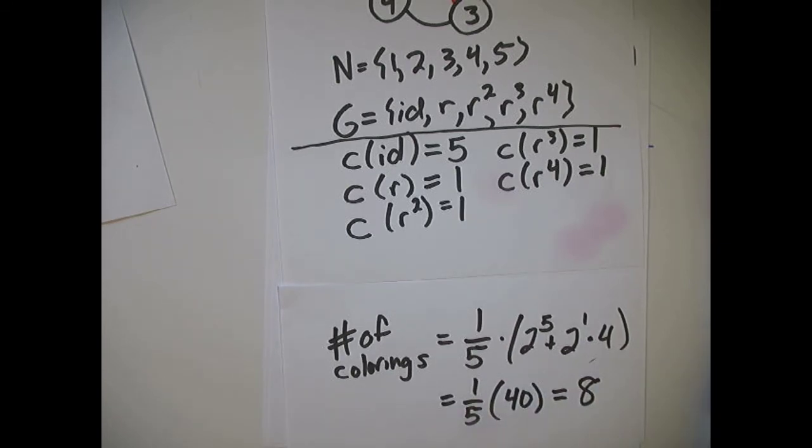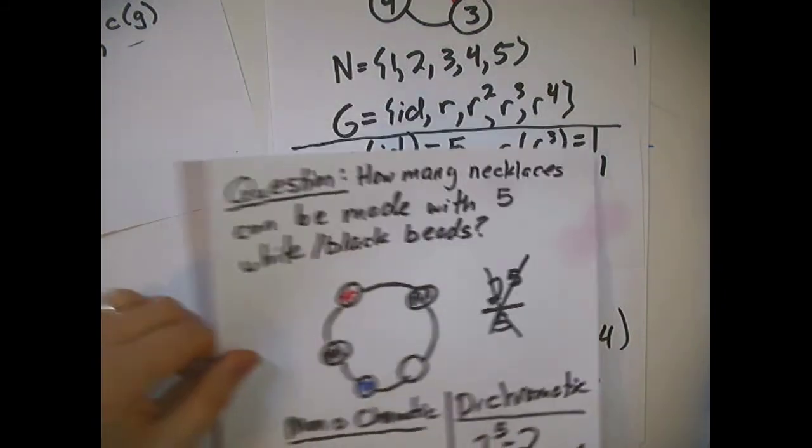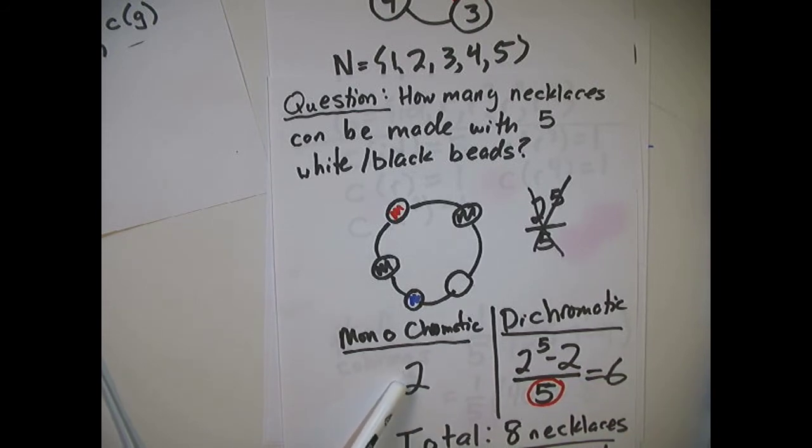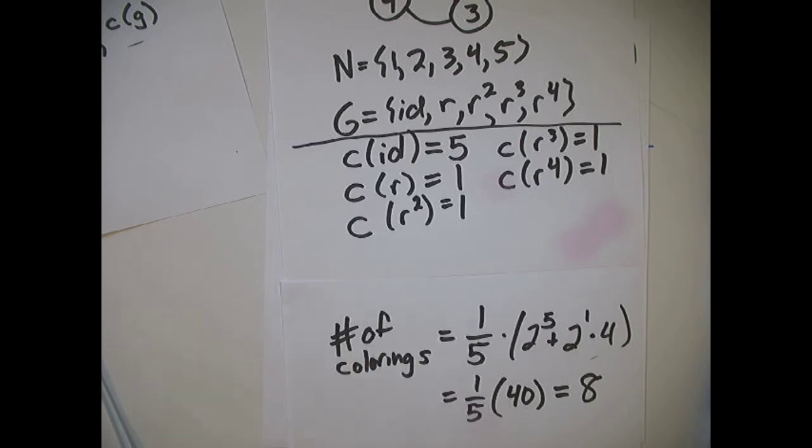Okay. Which hopefully is the same number that we got when we did this the first time. Let's see. If I flip back real quick here. Then remember that going all the way back here, when we did this way back when, we counted the monochromatic necklaces, and there were 2. We counted the dichromatic necklaces, and there were 6. So in total, there were 8. Okay, so we get the same number here.